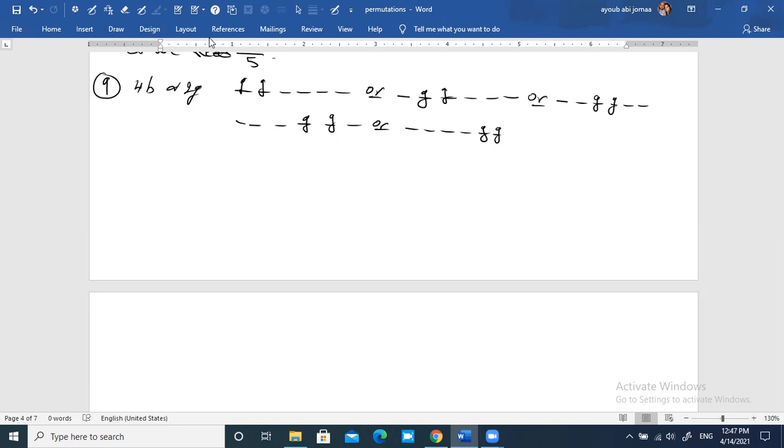If boys have to sit next to each other, then it should be mentioned in the exercise that boys sit next to each other.